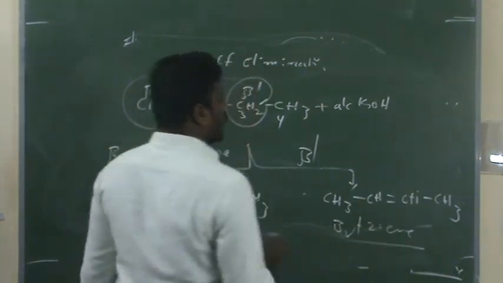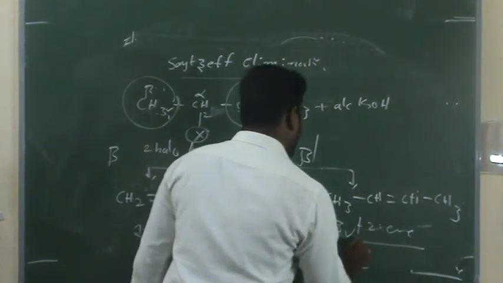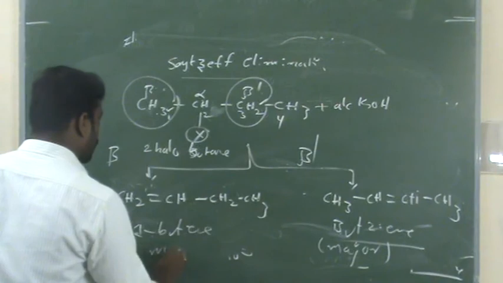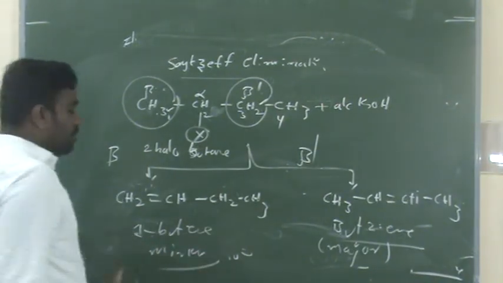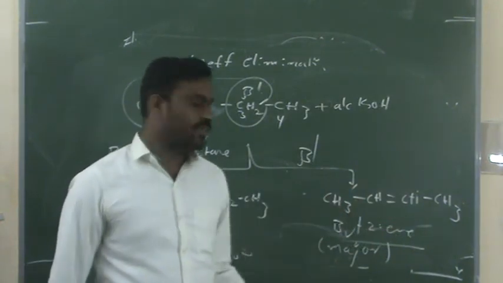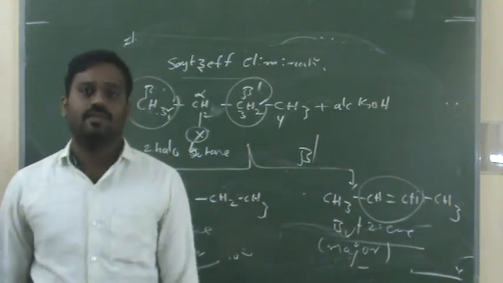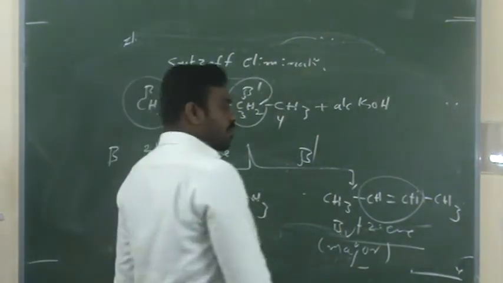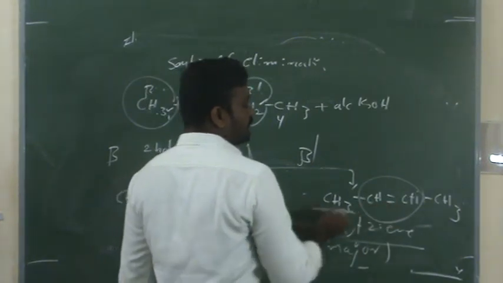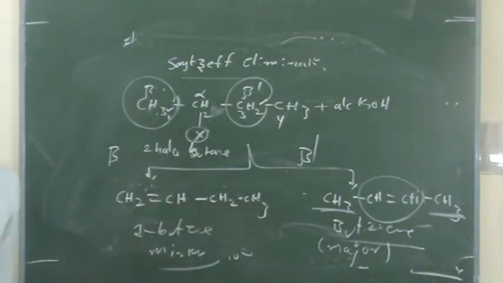Which is the major product here? No doubt, the major product is but-2-ene, and but-1-ene is the minor product. The reason is that the more substituted alkene is more stable. What is the meaning of a more substituted alkene? In this carbon-carbon double bond, on this side one CH3 group is there, and on this side one CH3 group is there. It means it is more substituted.